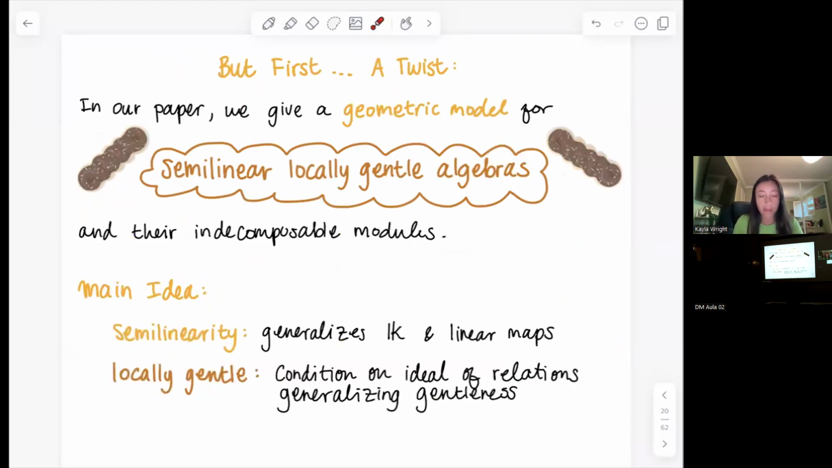So the main idea is we have these two adjectives to define. The semilinearity is just generalizing what you can put on the vertices for these algebras. So they're going to generalize the field aspect of it, as well as the linear maps that you can put on the arrows. And this locally gentle condition is just giving a different condition on the ideal of relations that's going to allow for some infinite dimensionality. Okay, so I'm going to try to carefully go over an example of one of these algebras.